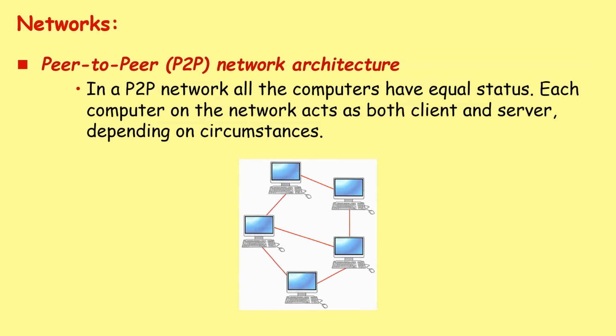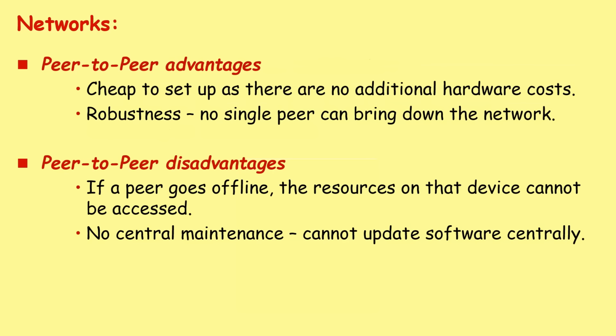In contrast, we have peer-to-peer. In a peer-to-peer network, all computers have equal status. Each computer on the network acts as both client and server, depending on circumstances. The advantages of peer-to-peer include the fact that it's cheap to set up as there are no additional hardware costs, and robustness as there's no single peer that can bring down the network.